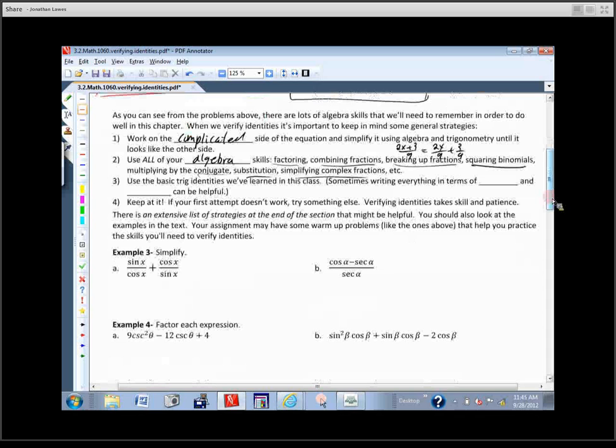The next thing, use basic identities that we've already learned in this class. Sometimes writing everything in terms of sine and cosine can be helpful, but not always. Sometimes if there's a trig function squared, you're going to use a Pythagorean identity, but not always. So just keep those things in mind. And then this one's really important. People tend to get frustrated when they're verifying identities. Sometimes we'll probably do a problem today where we'll bark up the wrong tree to begin with, we'll figure out what we did wrong, and we'll have to back up and start over. Not the end of the world.